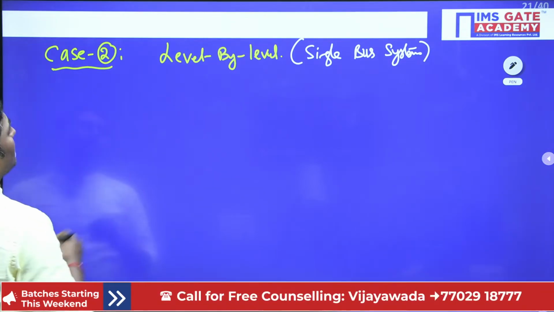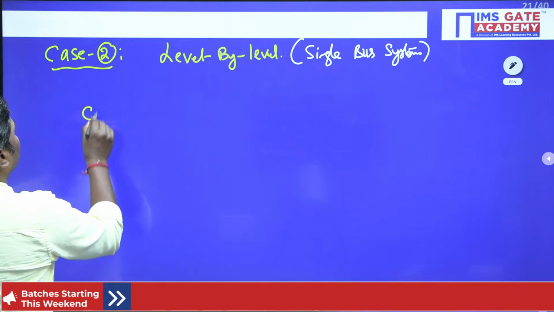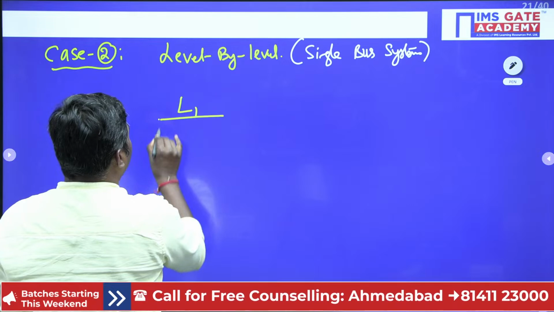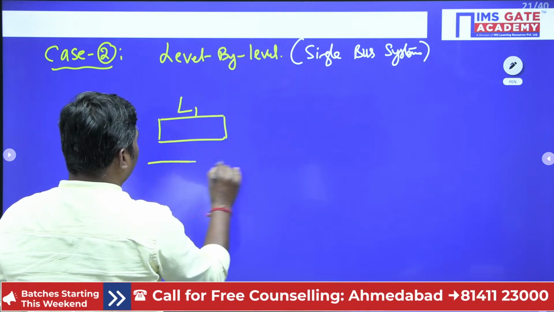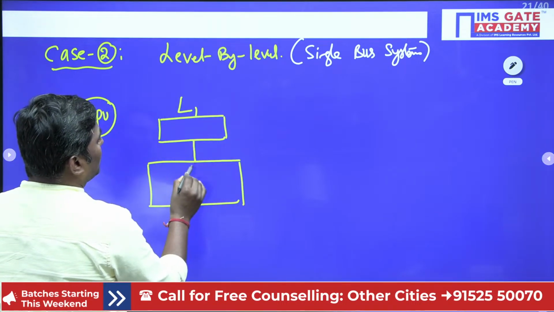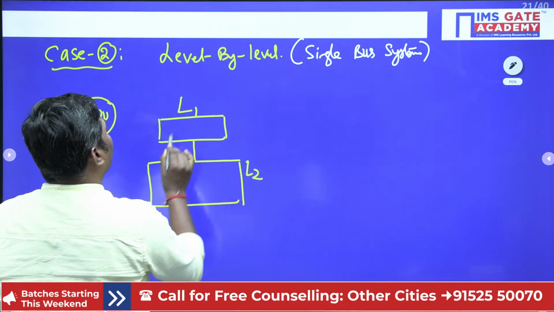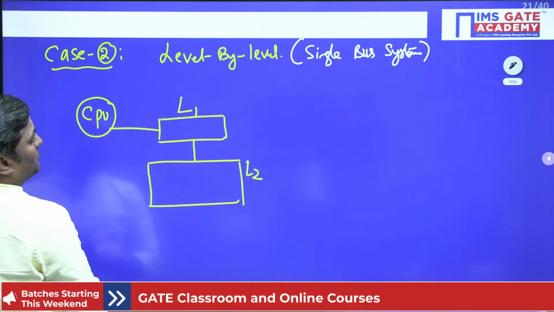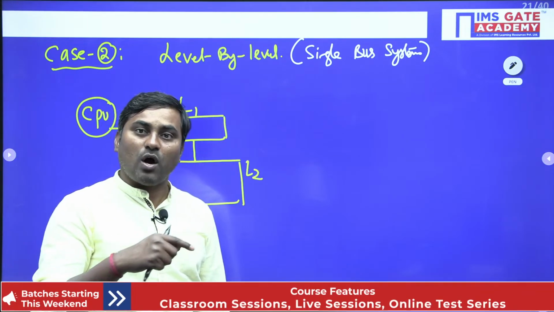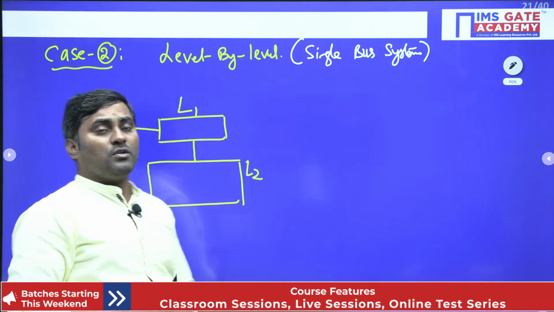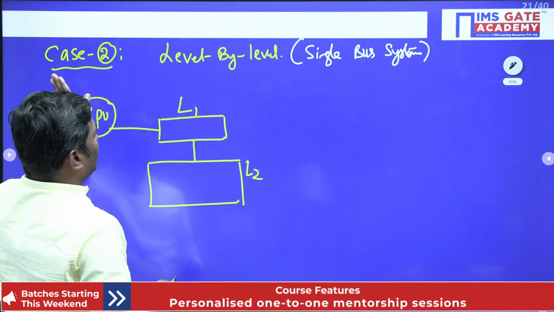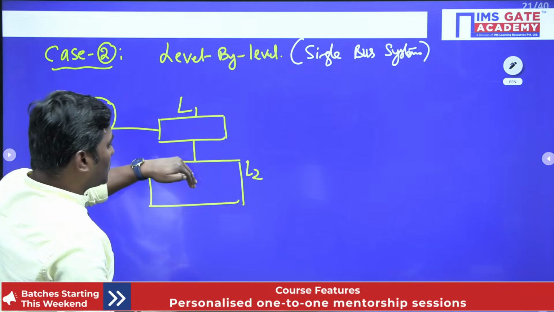What is level by level? Let me take a two level system: this is the CPU, level 1, and level 2. Level 2 is connected to level 1, and level 1 is connected to the CPU. The CPU is not directly connected to level 2. So the CPU has to fetch from level 1. If it gets the data, it takes it away. If it is not available, then you have to search in level 2.